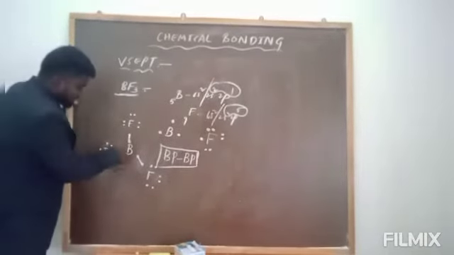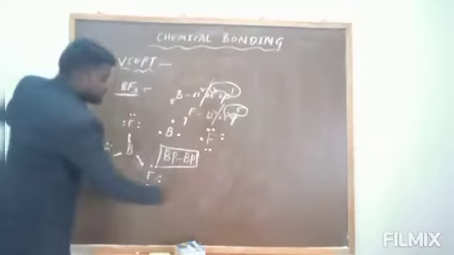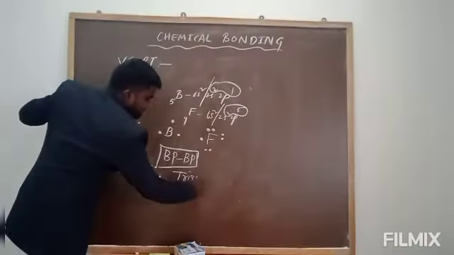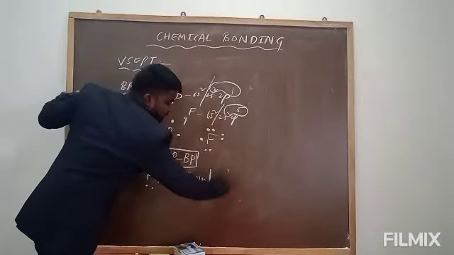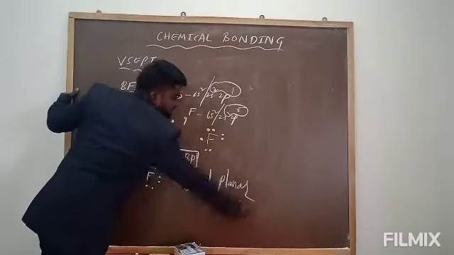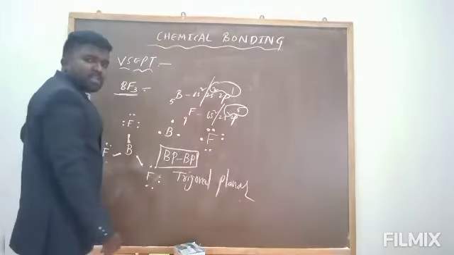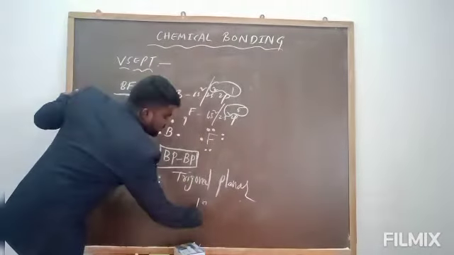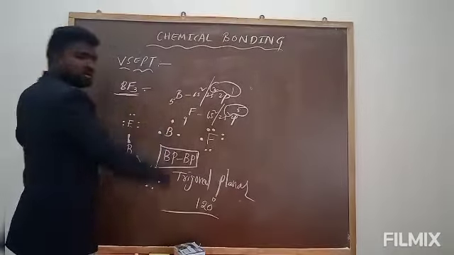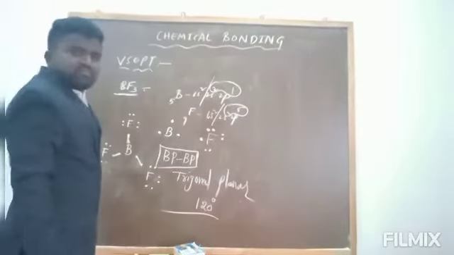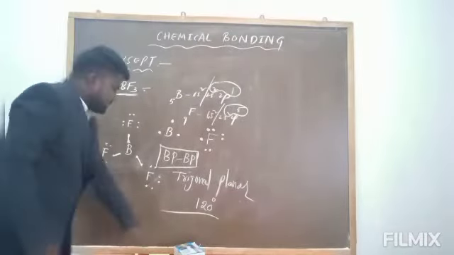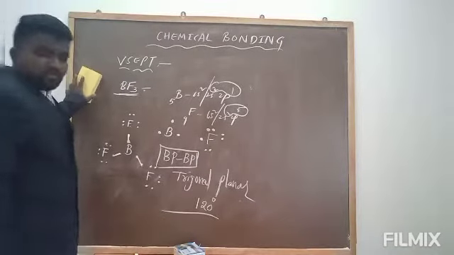So what is the shape of the BF3 molecule here? Trigonal planar. What is the bond angle of trigonal planar molecules? 120 degrees. This is the bond angle of BF3. Next, the third molecule is methane.